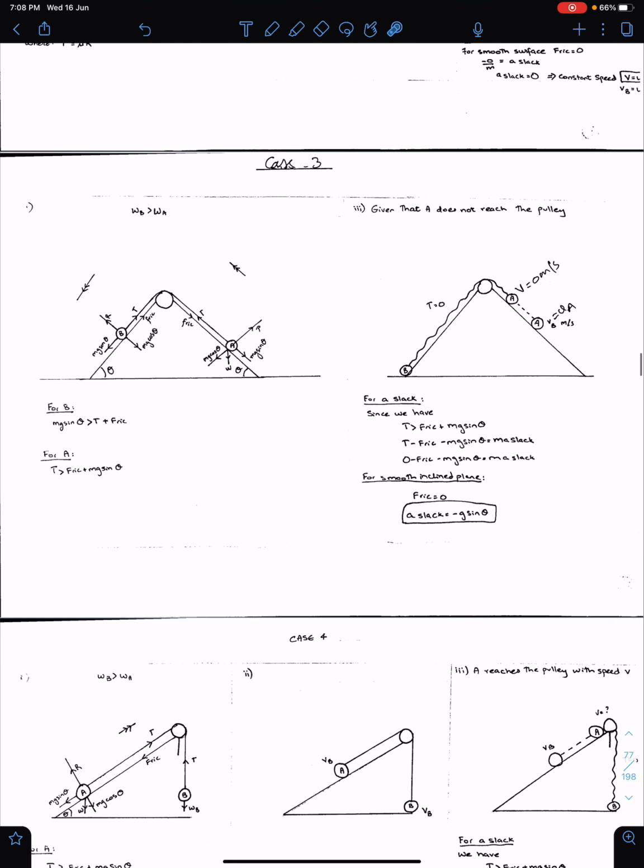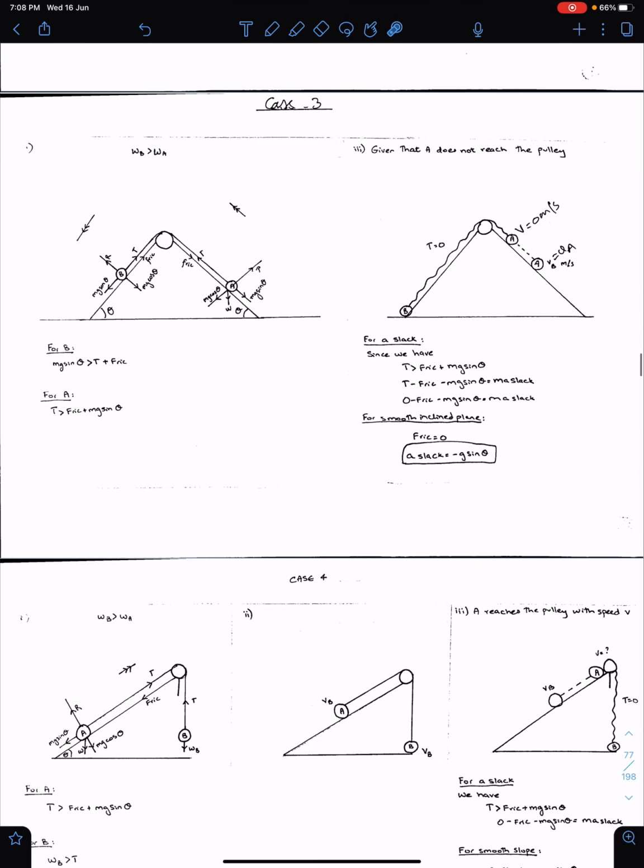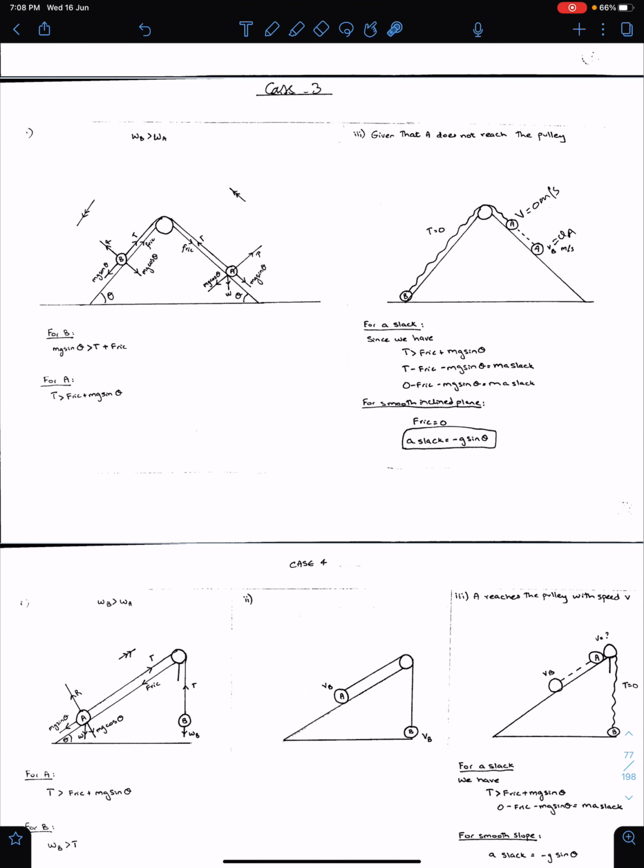Next case, case 3. Well, we have an inclined plane. This is particle B and this is particle A, and the weight of B is greater than the weight of A. And when you release the system from rest, B will move down the slope and A will move up the slope.